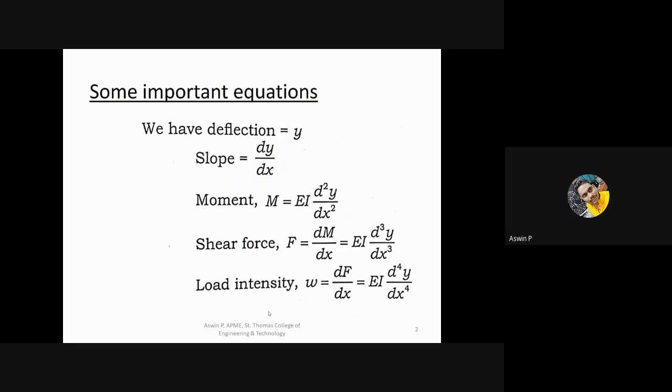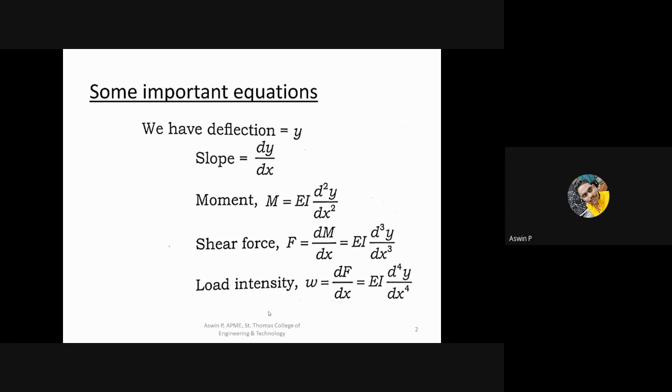So first of all, you must have some important formulas which are very mandatory for deflection equations. When we are going to discuss Meckel's method, you must know what is deflection, what is slope, what is moment, shear force, and load intensity. All these terms are very important while we are discussing Meckel's method.